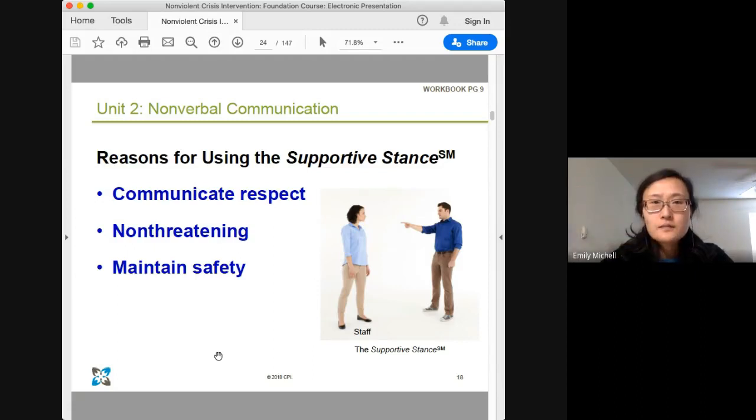And so you'll see that lady is standing in that supportive stance. She's maintaining safety by making sure that she's far enough away from the man. She's non-threatening in the sense that she's on the side, which looks more relaxed. And she's communicating respect, like, I'm not here to harm you, I'm here to listen to you. What do you need?